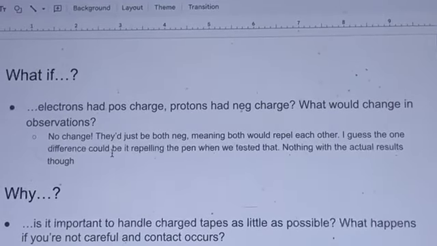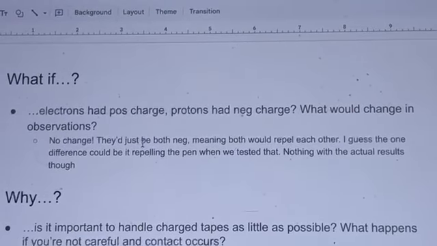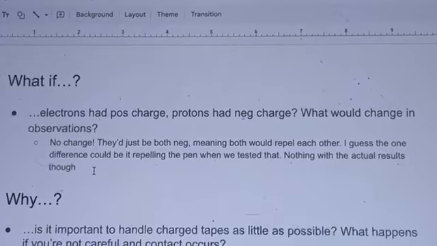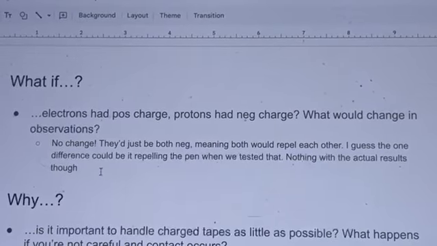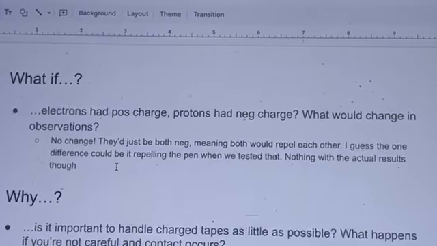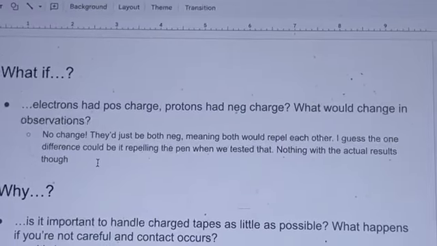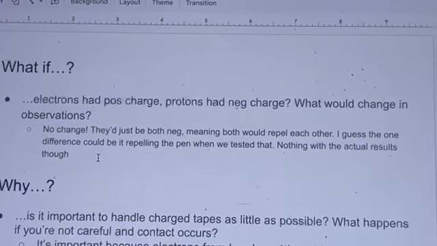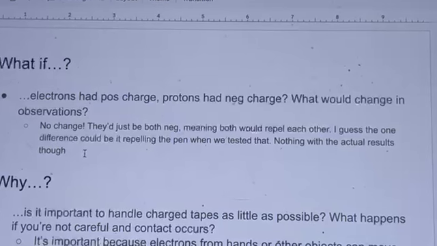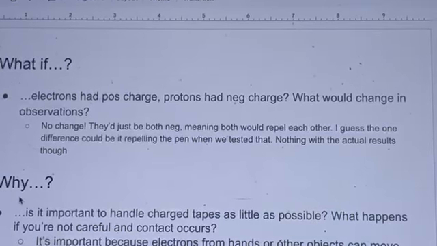What if the electrons had a positive charge and the protons had a negative charge? What would change in these observations? There wouldn't be any change, really. They'd just both be negative, meaning they'd repel each other. I guess the one difference could be the repelling of the pen when we tested that to see if it was positive or negative. But for the actual important result, there wouldn't be anything different because they would just repel each other still.